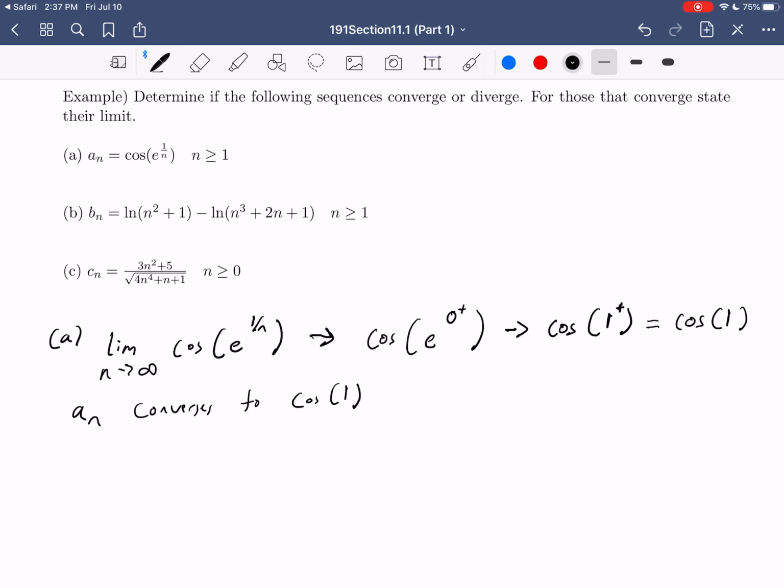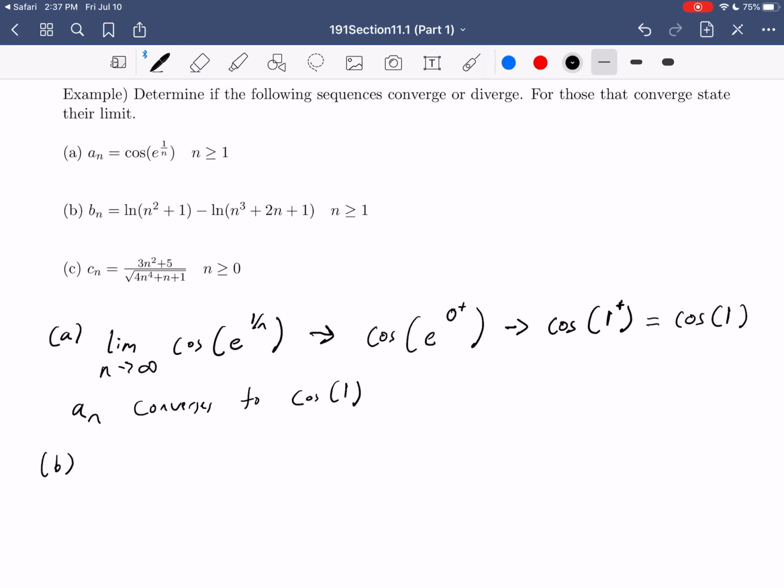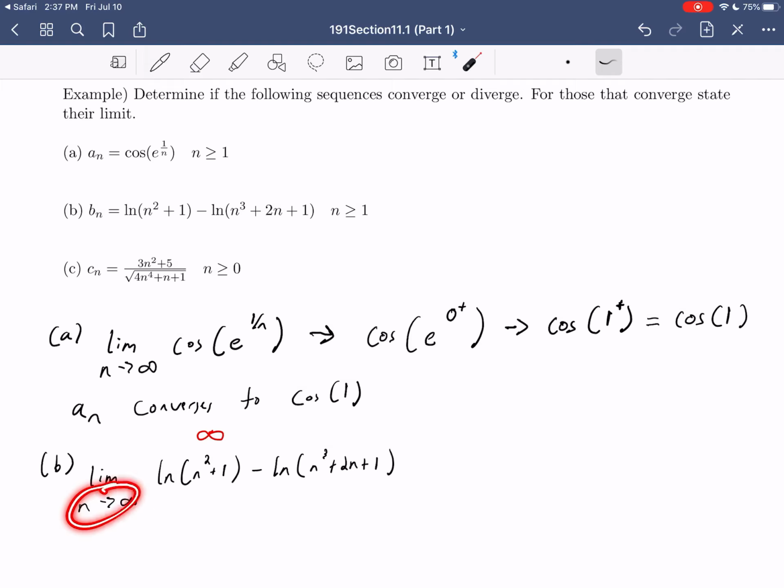Okay, let's go ahead and take a look at b. For b, we need to do the limit as n goes to infinity of ln(n squared plus 1) minus ln(n cubed plus 2n plus 1). If we look at this, we should be able to see that this is going to infinity here, because as n goes to infinity, the inside goes to infinity, and ln also goes to infinity, and then minus infinity. So this is an indeterminate form, right? Indeterminate form, meaning you can't just conclude.